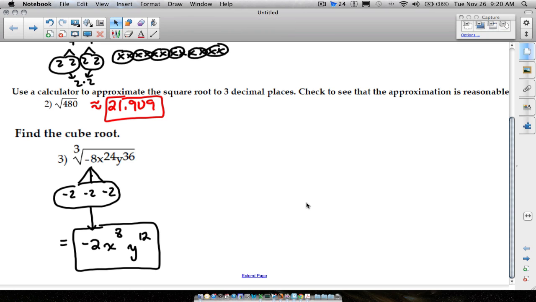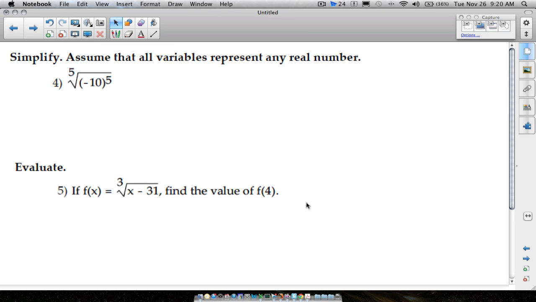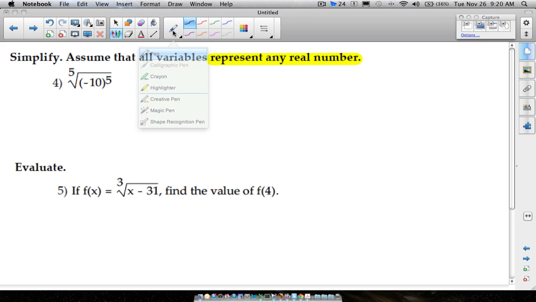On to number 4. All right, assume that all variables represent any real number. Now, with that written there, since it says it's not necessarily a positive real number, we'd have to be careful. But since we don't have any variables, we really have nothing to worry about. But I did mention that in class.